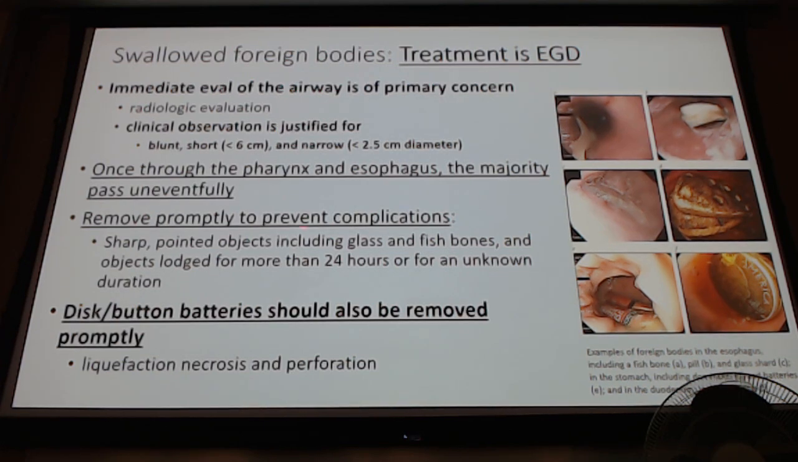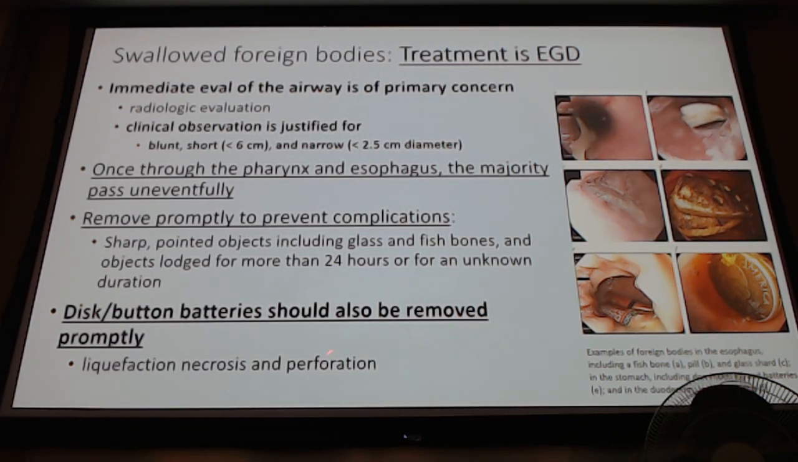So, we want to remove it promptly to prevent complications. Like I said, sharp pointed objects, glass, fish bones, objects lodged for more than 24 hours or unknown duration will perforate. It will cause ulcers, it will cause bleeding, it will cause that to move and migrate through the esophagus. The esophagus does not like things sitting in it for very long.